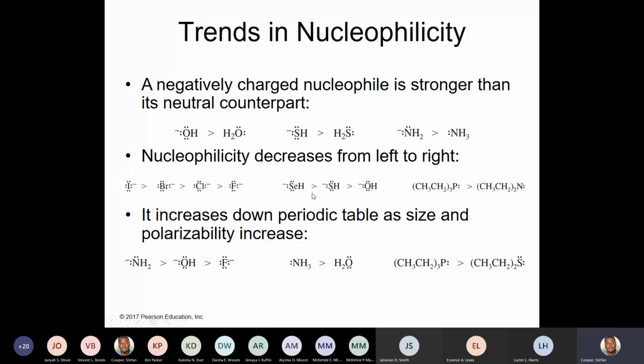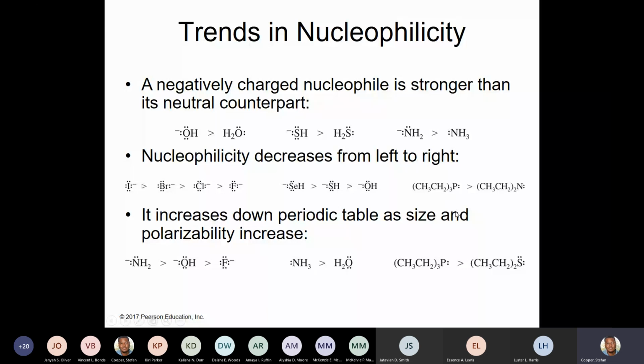So up top here, this is all size. So the larger atom, iodine, is a better nucleophile than fluorine. Selenium is better than oxygen, and phosphorus is better than nitrogen. Or we would say it's bigger, so it's better.